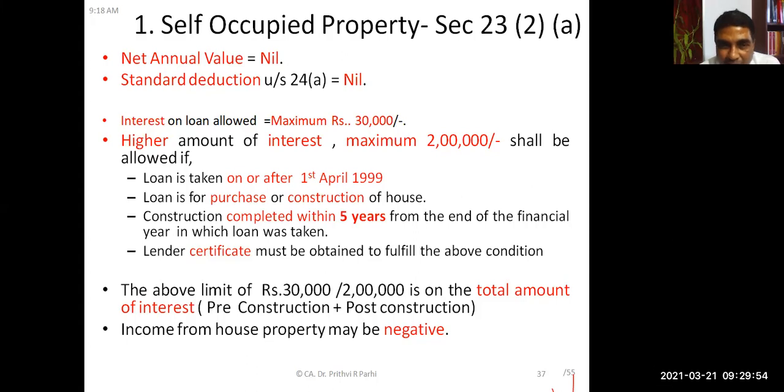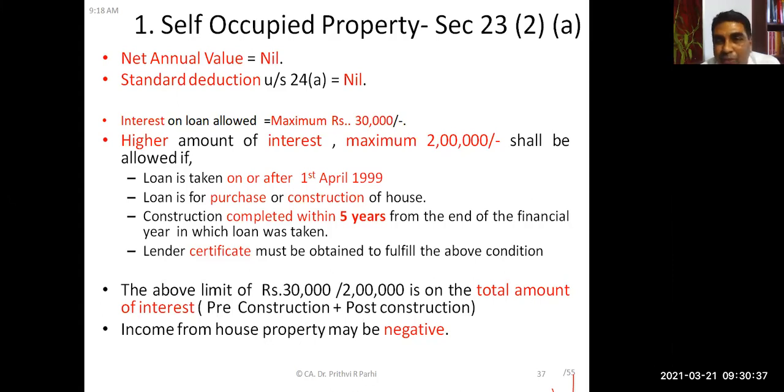Okay, sir. And to avail that 2 lakh, you have to see these conditions. Loans must have been taken on or after 1/4/1999, because prior to that the amount was only 30,000. Loan must be for purchase or construction of the house. Construction must have been completed within 5 years from the end of the financial year in which loan is taken. And the lender must have issued a certificate for fulfillment of all these conditions. So the certificate may be produced. Okay, so on that basis, interest up to 2 lakh rupees is allowed.